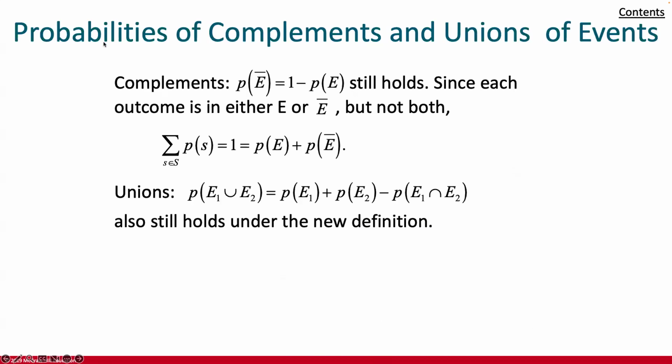In terms of the probabilities of complements and union of events, the complement probability of not E is equal to 1 minus the probability of E still holds, since each outcome is either E or not E, but not both. So we can have this relationship that we can see how that would work.